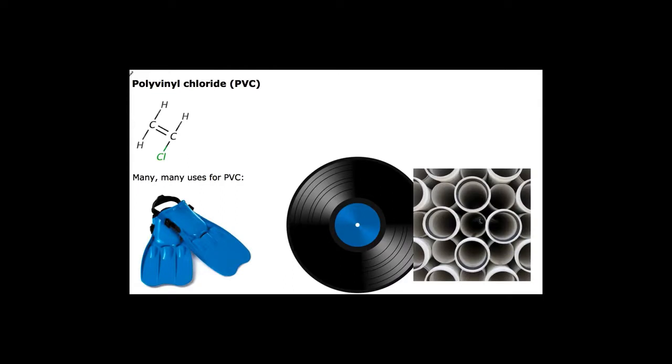PVC, polyvinyl chloride. Again, here the chlorine naturally looks like a branch because it is a branch. And so drawing repeating units of PVC is pretty easy. So there's my repeating unit of PVC.